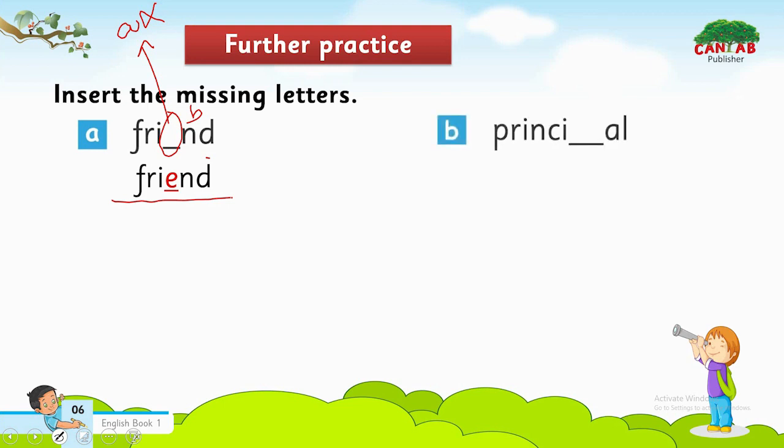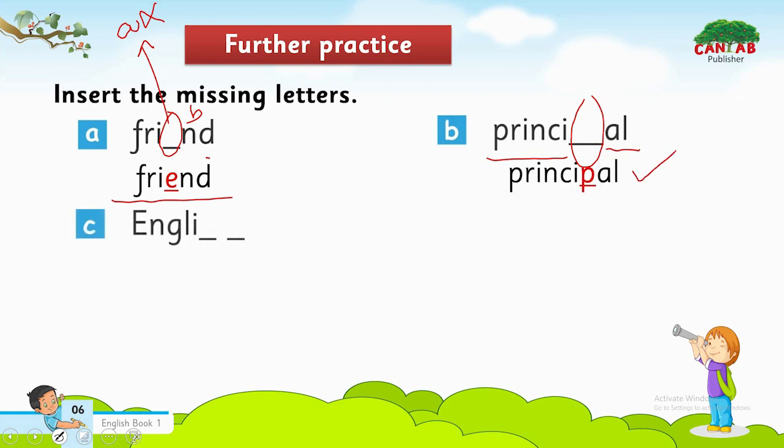The next is what? P-R-I-N-C, Prince, and there is a dash and there is A and L. What should be the answer? You have done it. Yes, the right answer is principal. Now, what is this? E-N-G-L-I, English. What is this? This is English. There should come S and H. Yes, the right answer is English.